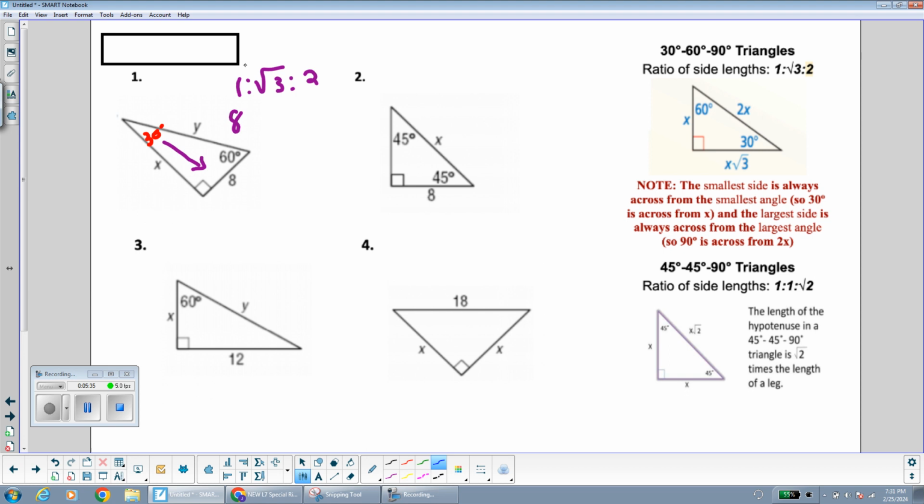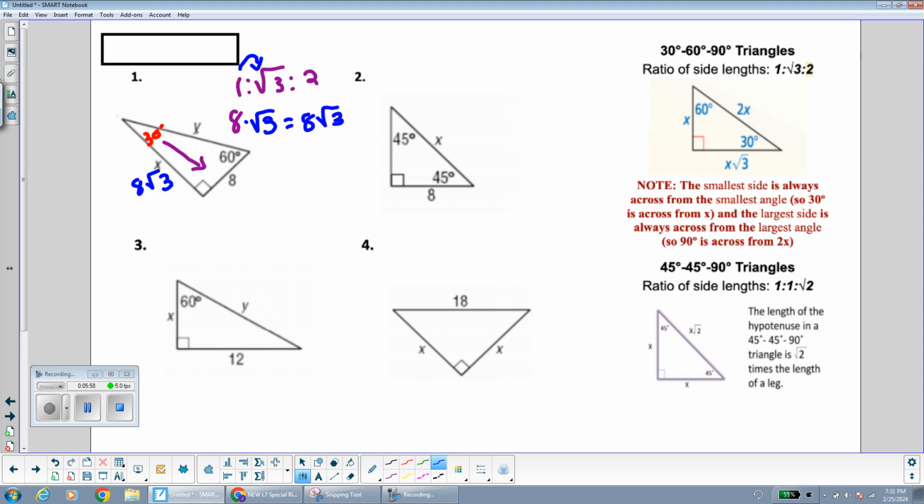So the ratio tells me that to go from the smallest side to the middle biggest side, I'm going to multiply by radical 3. So I'm going to take my 8 and I'm going to multiply it by radical 3. 8 times radical 3 is 8 radical 3. So the measurement of the side over here, the middle biggest side, is 8 radical 3.